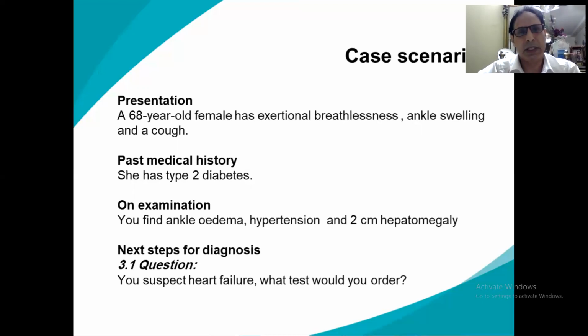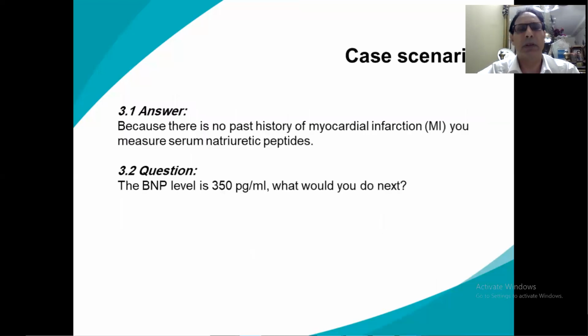Another case scenario: a 68-year-old male has exertional dyspnea, ankle swelling, and cough, and he has diabetes mellitus type 2. On examination, the patient was found hypertensive, with ankle edema and hepatomegaly. So in conclusion, this case presented diabetic, hypertensive, with hepatomegaly, ankle edema, and exertional dyspnea. In your mind, the diagnosis might be heart failure. What test would you order? Yes, definitely BNP, serum natriuretic peptide, in addition to other investigations. And the level in such a case is around 350 picograms per ml.